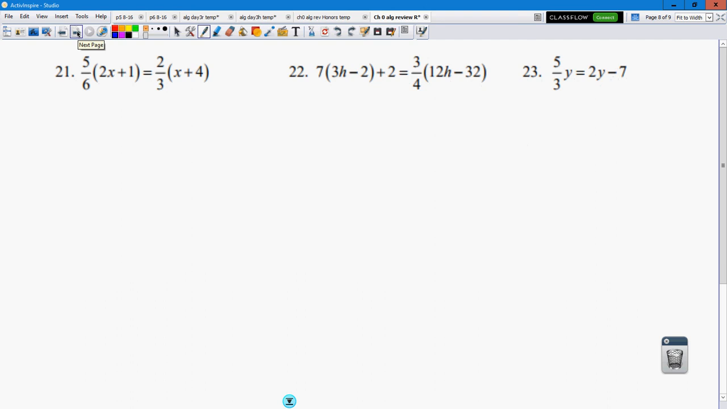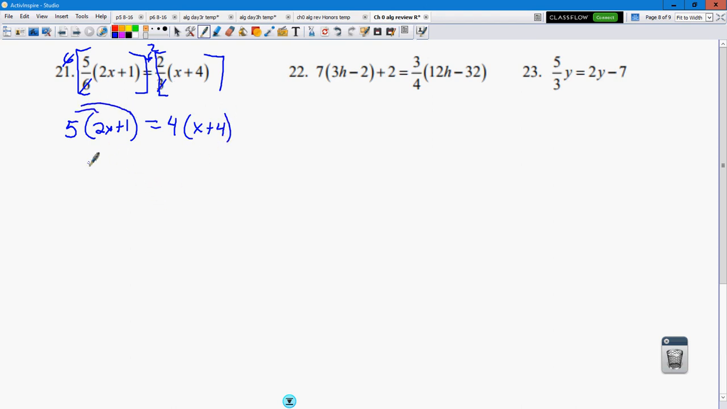Number 21, I see fractions, so I'm going to multiply by the lowest common denominator. This happens to be on the outside of my parentheses, so I'm going to multiply both of them by 6. This 6 is going to cancel out, so I have 5 times 2x plus 1. 3 is going to go into 6 twice, and 2 times 2 is 4, so I have 4 times x plus 4.